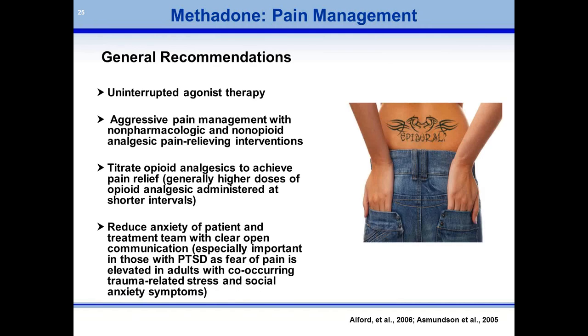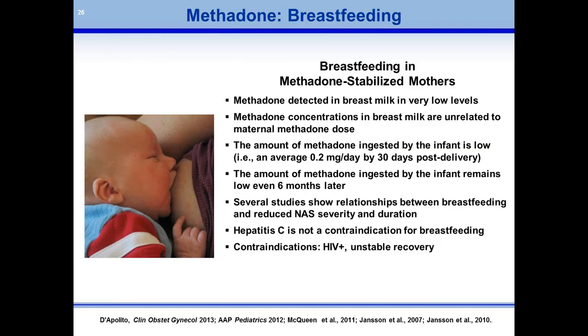So general recommendations, we don't want to stop the methadone agonist treatment. We want to take her pain seriously and treat it. And you can give higher doses of opioid analgesic in shorter intervals with these types of patients. We also want to know that some women who have PTSD can have elevated sensitivity towards pain, and that the whole act of giving birth can really re-traumatize women again, so we want to be very sensitive to that too.